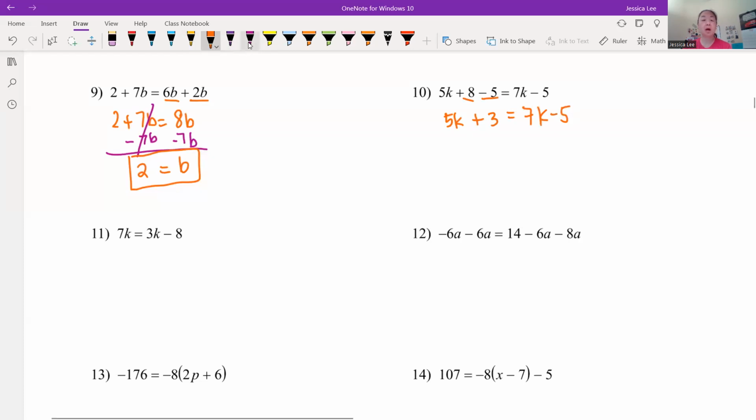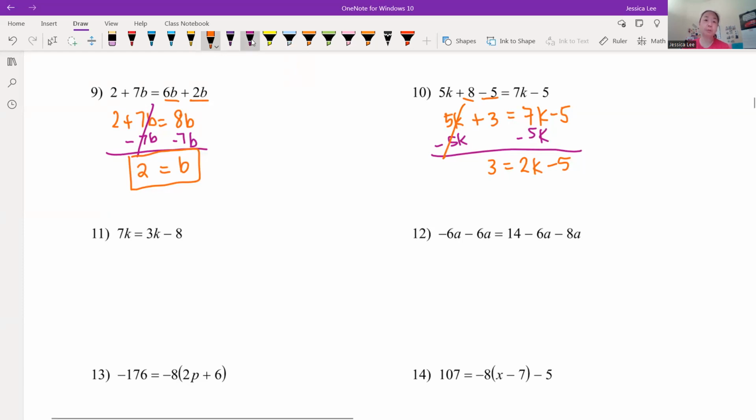And I notice that some people have a preference of always bringing the variable to the left. You do not have to do that. If you're trying to avoid negative numbers, then you're going to say, okay, I'm going to subtract out the smaller of the k's. If I have 5k here, I'm going to subtract 5k. If you wanted to subtract 7k on both sides, you totally can do that. It's not even a problem. And we have 3 is equal to 7k minus 5k, which is 2k minus 5.